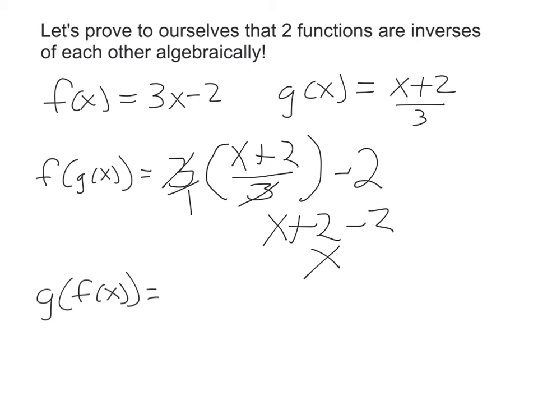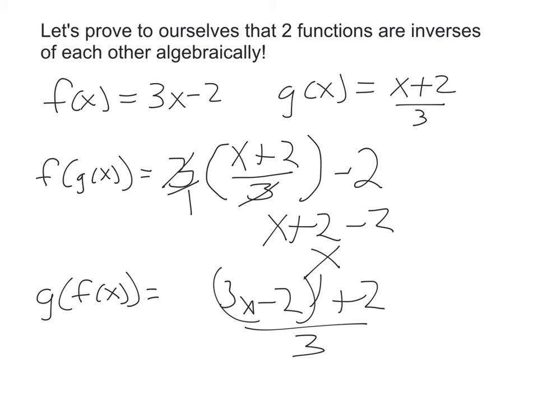Then you go to the second one, and you put 3x minus 2 there, add 2, put it all over 3. Well, those parentheses aren't doing us any good, so we can get rid of them pretty much. And then we've got 3x minus 2 plus 2, which is the same as just 3x because the 2's cancel out, which is 3x over 3, which is just the same as x. They both equal x, so these are inverses.